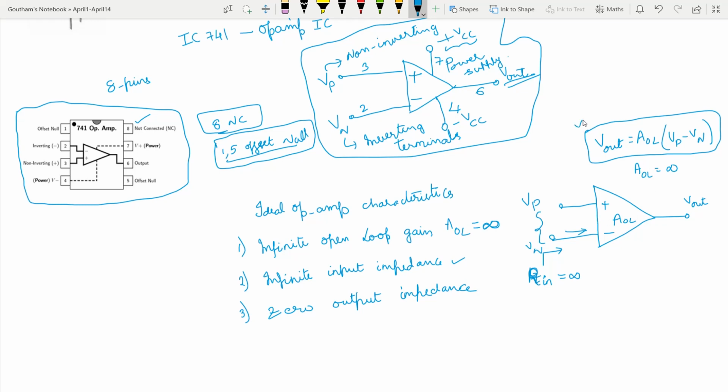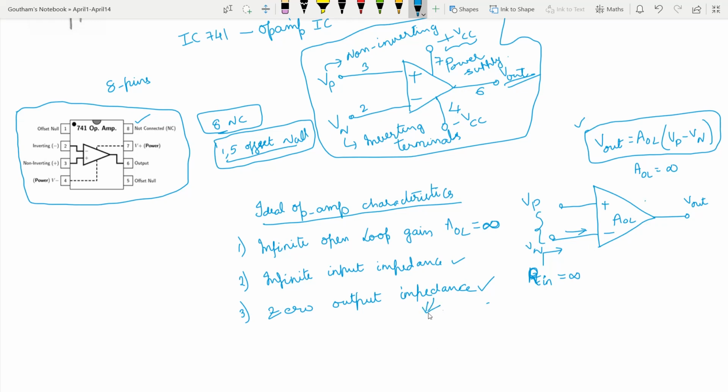So what this equation means is any difference at the input terminals, Vp minus Vn, should be amplified infinite times. That is nothing but Vout is equal to AOL times (Vp minus Vn). And the third ideal characteristic that we desire in an op amp is zero output impedance. So there wouldn't be any impedance here.